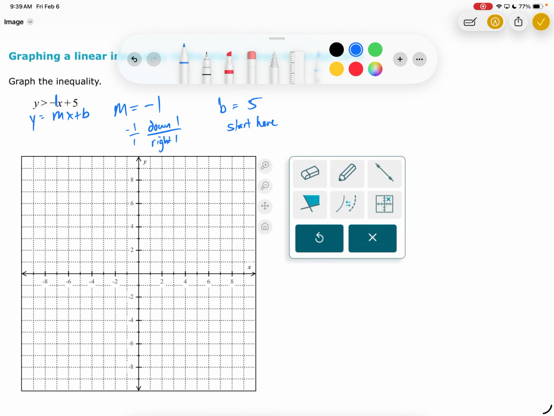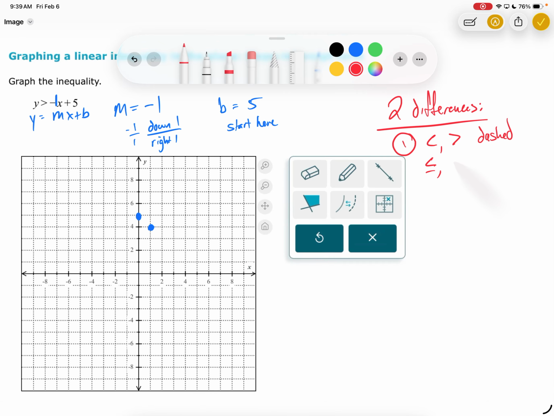So we start at 5. And then we do what our slope says. It goes down 1 to the right 1, okay? And we have our graph. Now the two differences. If it is less than or greater than, if it doesn't have equal to, that means it's not going to be equal to any point on the line, so you do a dashed line, okay? You do a dashed line.